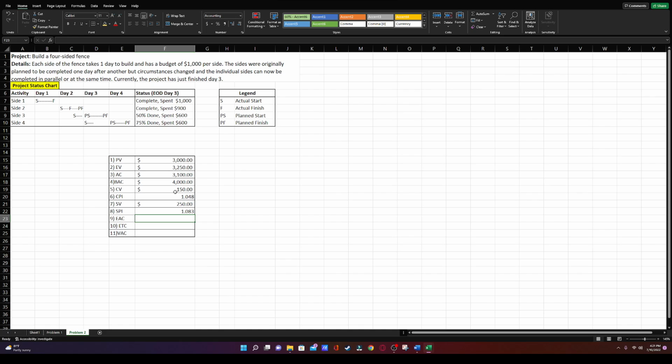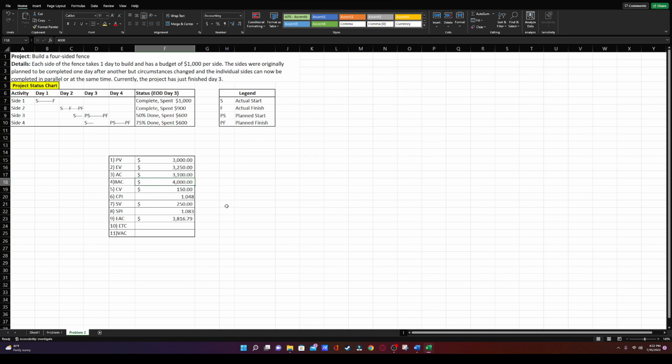Okay, so that's going to be our BAC, which is 4,000, divided by our CPI, which is 1.048. All right, so our estimate at completion is $3,816.79.